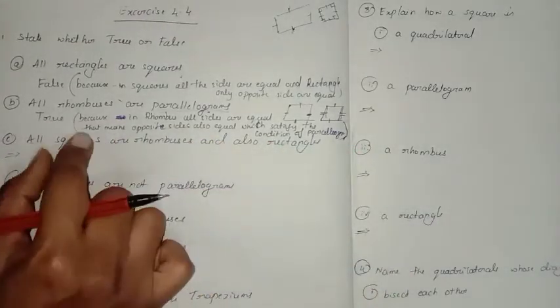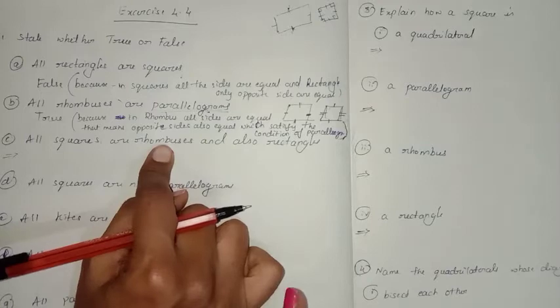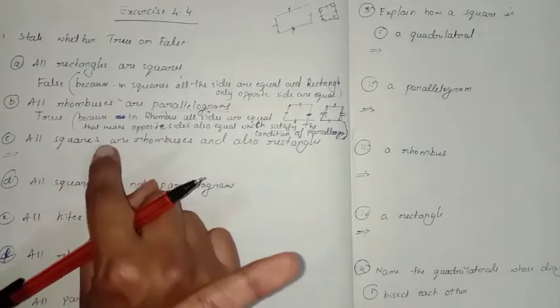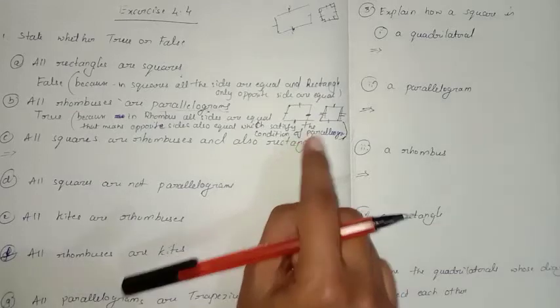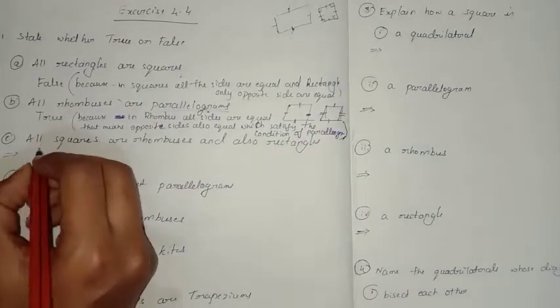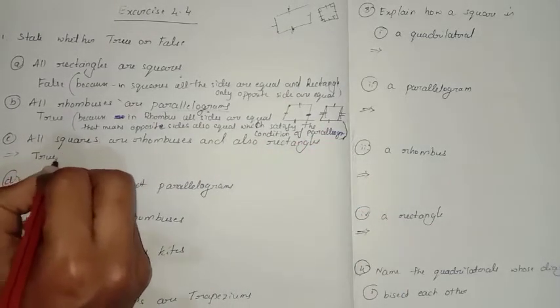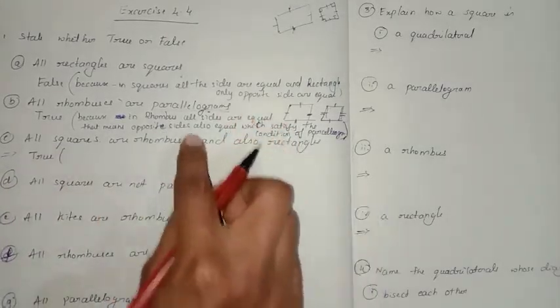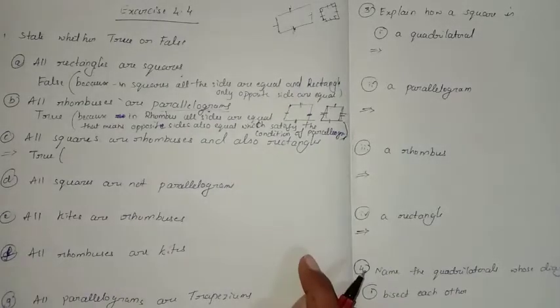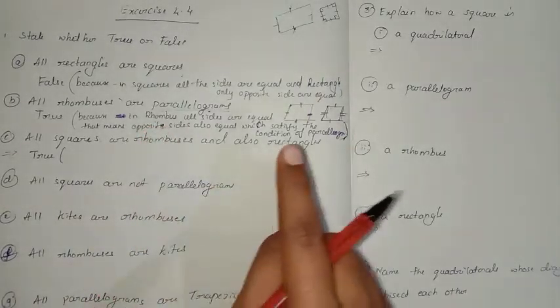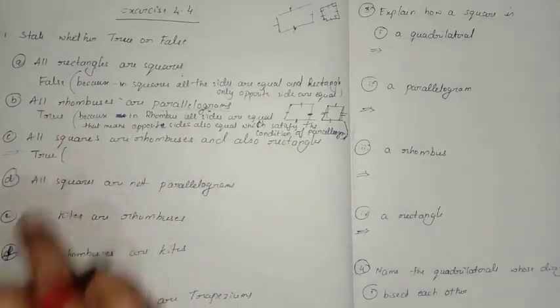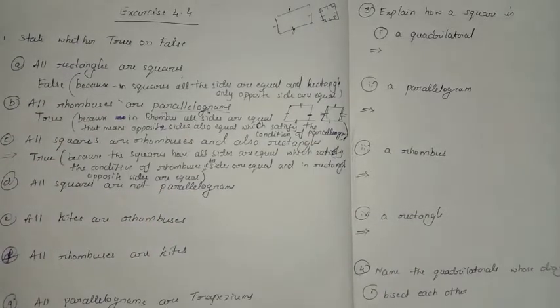The square satisfies the property of rhombus, and even it satisfies the properties of rectangle. So we can say this one is a yes, it is true, because the square can satisfy the condition of rhombus and rectangle. In rhombuses all the sides are equal, in rectangle the opposite sides are equal, which is satisfied by the squares. So I'll write this one.